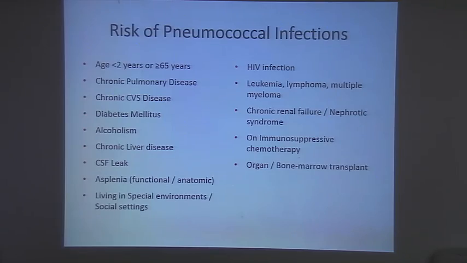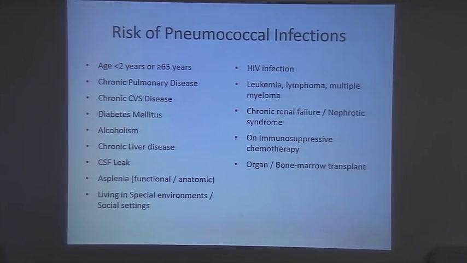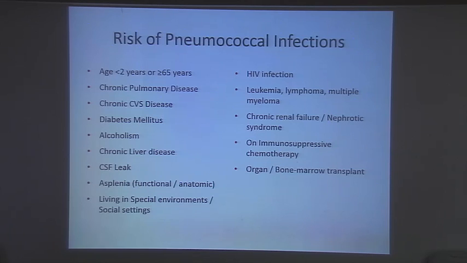Who is at risk of pneumococcal infections? Everybody. But those who are at an increased risk are those at the extremes of age, who have a chronic lung disorder like COPD, bronchiectasis, and then those who have chronic cardiovascular diseases, CVA patients, diabetes mellitus, those who are on chemotherapy, transplant patients on immunosuppressants. So there are a whole lot of people who are prone to pneumococcal infections.